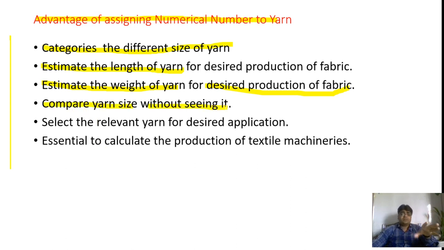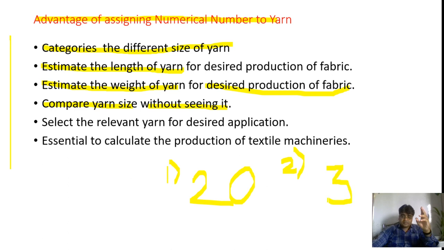Now in another sense, it is also going to help you compare the yarn sizes without seeing them. Let us take an example. Compare two yarns. Yarn number one has a count of 20. Yarn number two has a size of 30. Right now you are not in a position to compare, but after knowing the yarn numbering system, you can compare the first yarn with the second yarn easily and draw some conclusions after knowing the yarn numbers of those yarns.